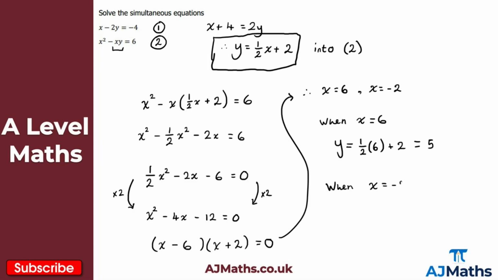So when x equals minus 2 here, I get y is equal to a half of minus 2 plus 2. So in that case, I'm going to get minus 1 plus 2, giving me 1 there. It's the same as doing 2 minus 1, giving me 1 there. So I can see then that my solutions here are x equals 6 and y is equal to 5, and then I've got x equals minus 2 and y equals 1 there. And there we have it. So that's our solution to that question.